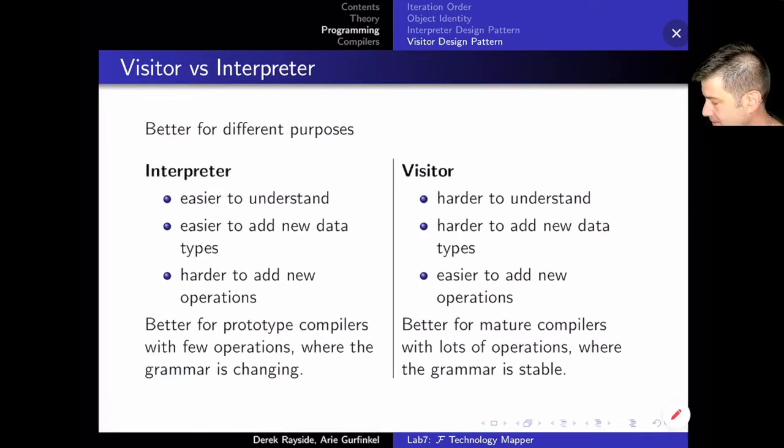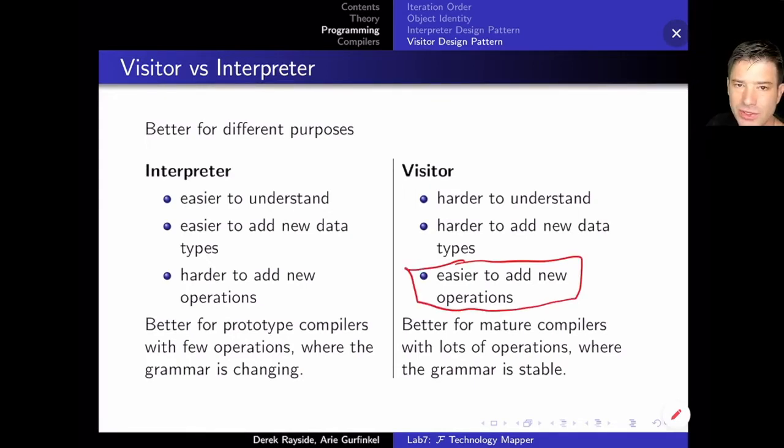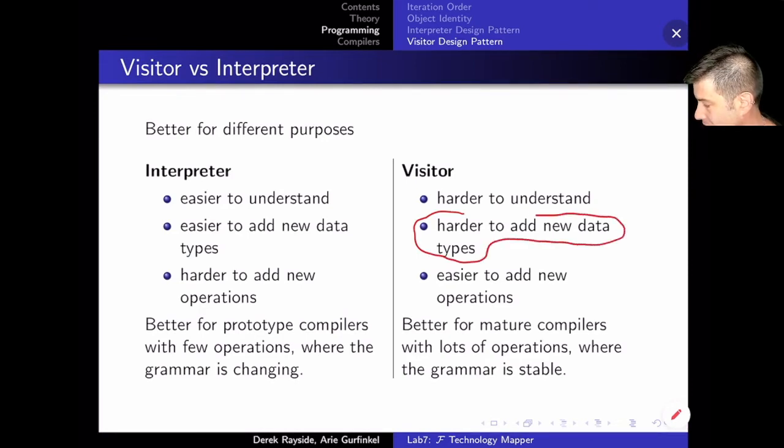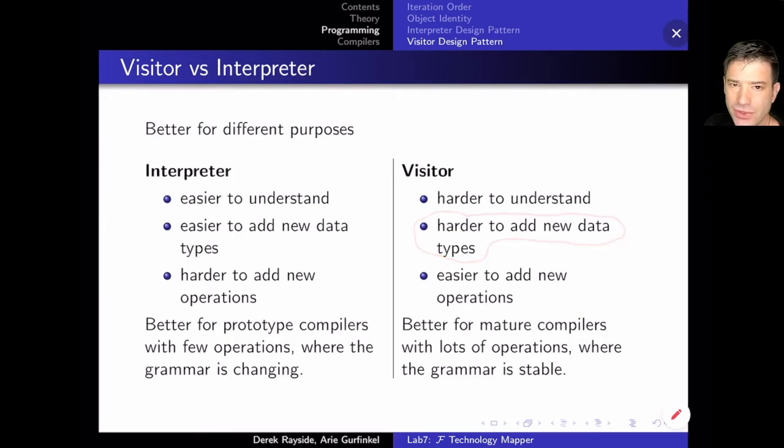It's especially good because it's easy to add new operations. Every time you want to do something new with your hierarchy, it's just a new visitor. It's all one class. You keep it together. You want to add it, you add it in. You want to remove it, you remove it. The difficulty is, of course, that if you're adding a new data type to a hierarchy, that gets harder because you have to go to all the visitors and add the visit method all over the place.